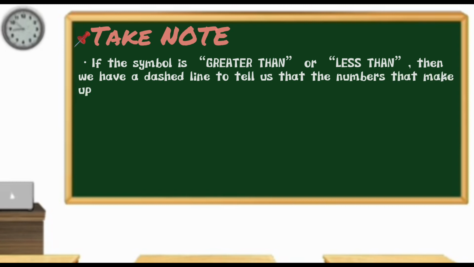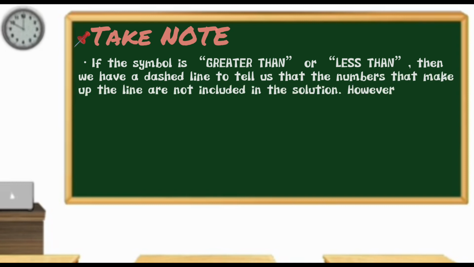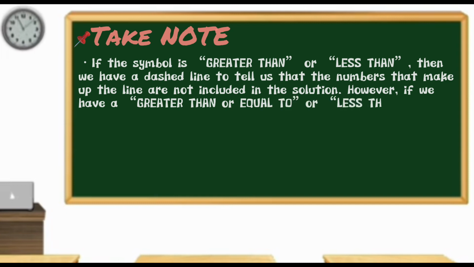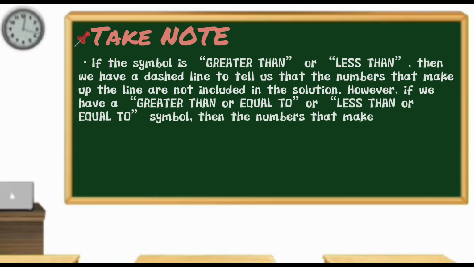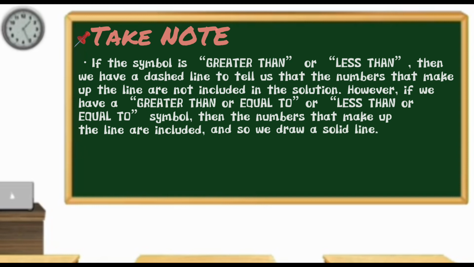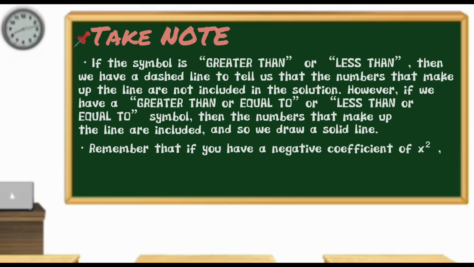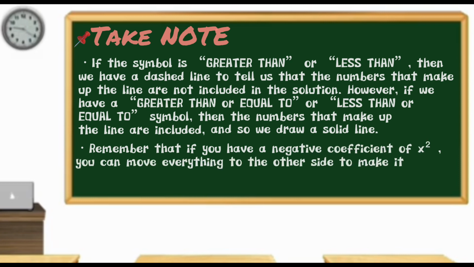And take note that if our symbol is greater than or less than, then we have a dashed line to tell us that the numbers that make up the line are not included in the solution. However, if we have a greater than or equal to or a less than or equal to symbol, then the numbers that make up the line are included, and so we draw a solid line. Remember that if we have a negative coefficient of x squared, you can move everything to the other side to make it positive, but be careful of the inequality sign.